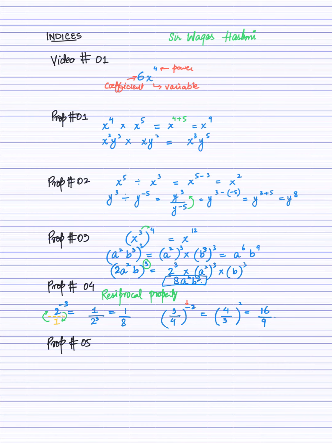Property number 5: anything with zero power is equal to 1. For example, 2 to the power 0 is equal to 1. You have a cube b power 2, whole power 0, equals 1. You have 9 power 2, whole power 0, and it will be 1. So whatever you have inside the bracket, if you have that power 0, it always equals 1.